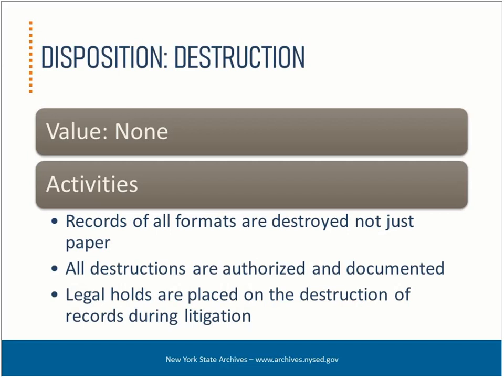And some of the activities here are records of all formats are destroyed, not just paper. This is important. Your paper records, in many cases, may have an electronic copy or counterpart to them, so when you dispose of those paper records, you also dispose of the electronic version. All destructions are authorized and documented. So you should be using a destruction authorization form listing all the records that you are disposing, and it should be signed by the records management officer or the department head from the department that created that record.